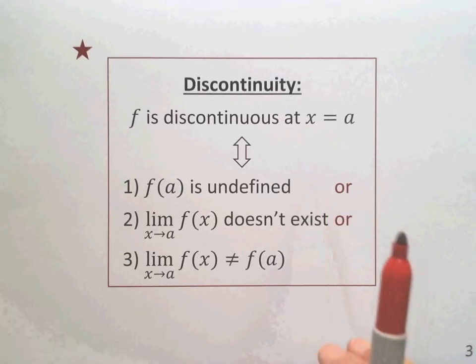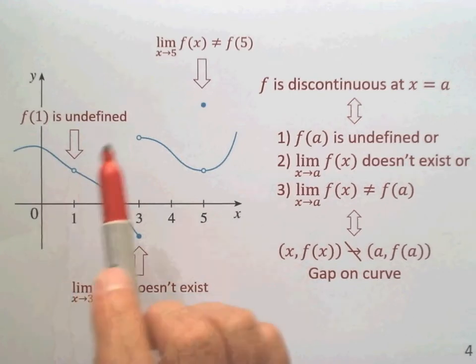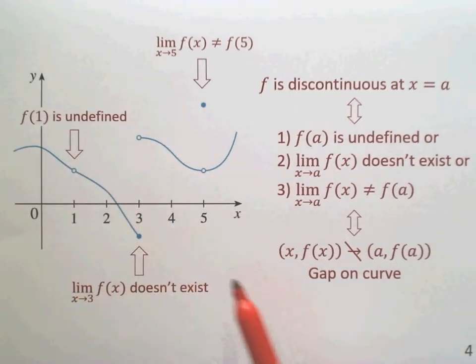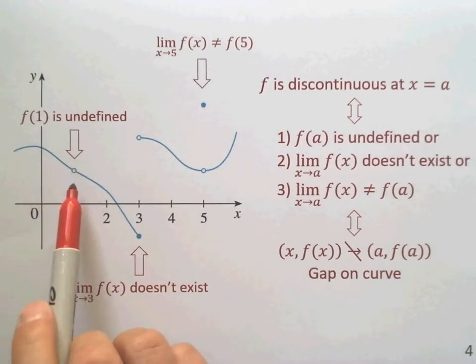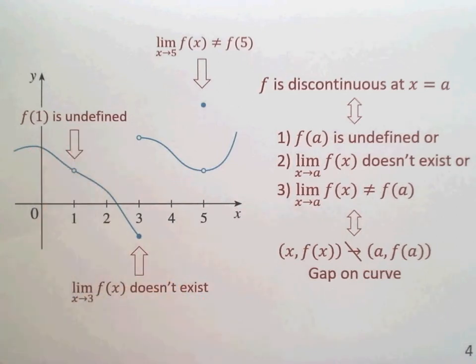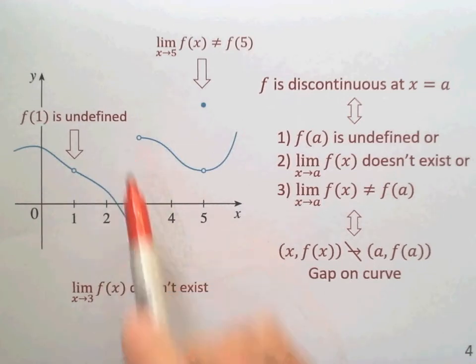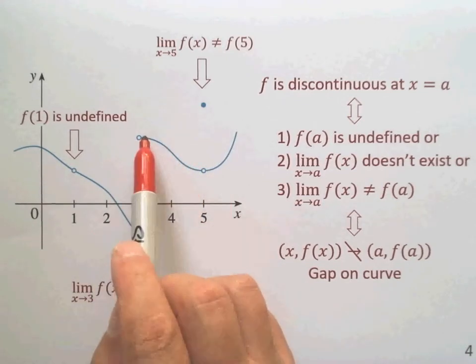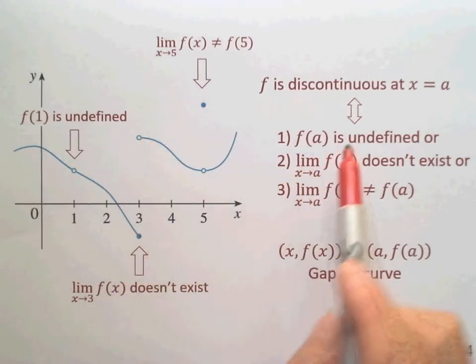Let me look at the graphs also. We have three examples of discontinuity. The function is discontinuous at x equals 1. Why? Because first, f(1) is undefined. Can you see the empty circle? The second is discontinuous. Why? Because we see a gap, because the left limit does not equal the right limit. The limit does not exist. So this is discontinuous.